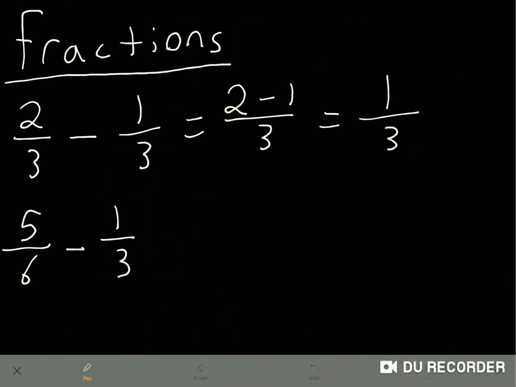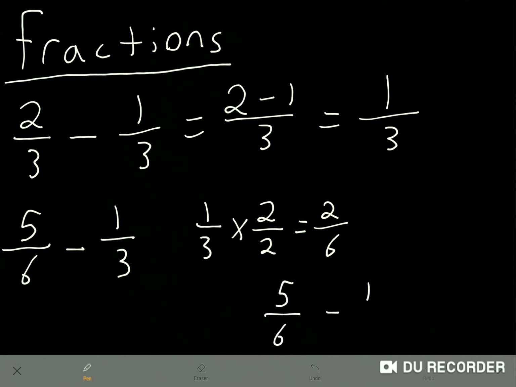But in another case where we have this, we're going to have to do that multiplication again in order to get the 1/3 to be over 6. So we know that 3 times 2 equals 6. So we're going to have to multiply the fraction by 2 over 2. And that's going to give us 2/6. So now we can do the original subtraction we wanted to do before, 5/6 minus 1/3, or in this case, 2/6. And that's going to give us 3 over 6. And that's the basics of that.